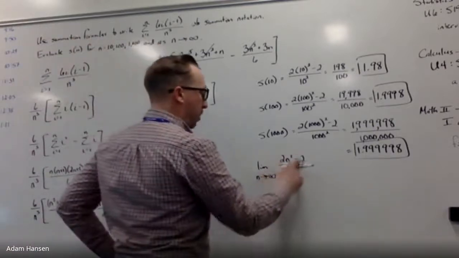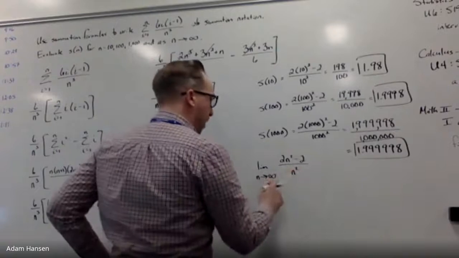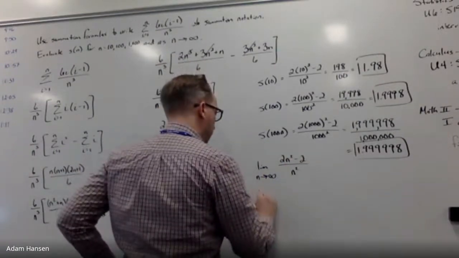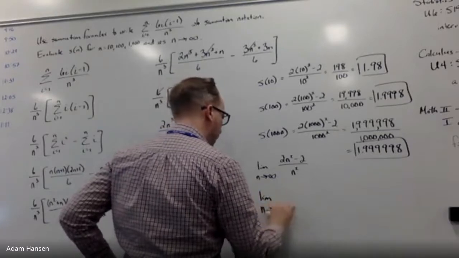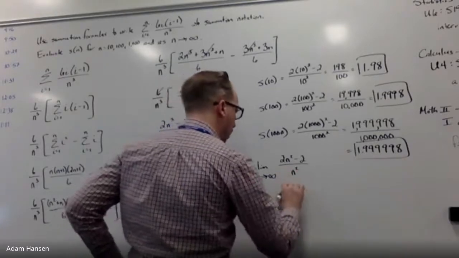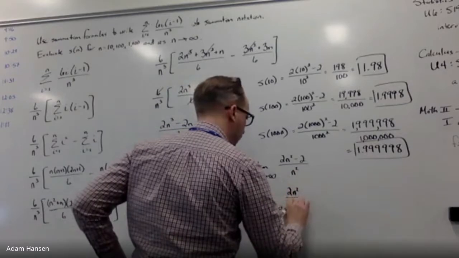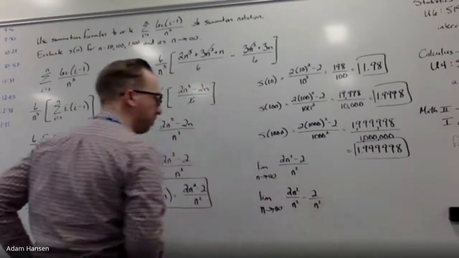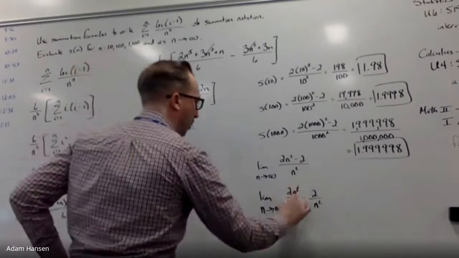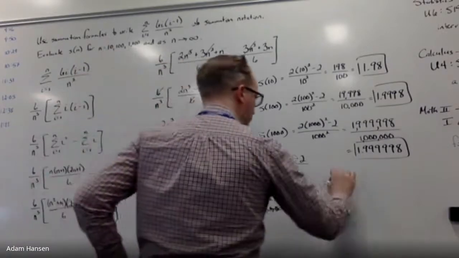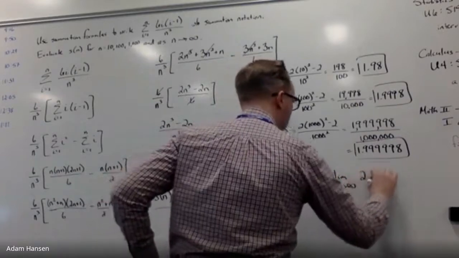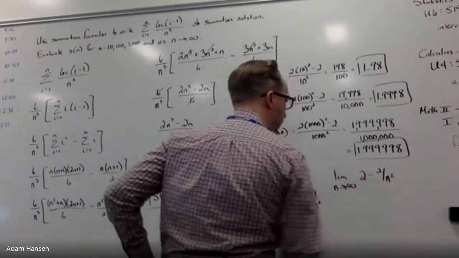Let's see, (2n squared minus 2) over n squared. I'm going to break that apart and divide each of these by n squared. 2n squared divided by n squared minus 2 over n squared. The n squareds cancel out, looking at the limit as n approaches infinity. 2 minus 2 over n squared.